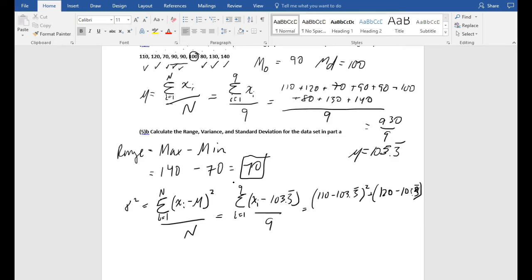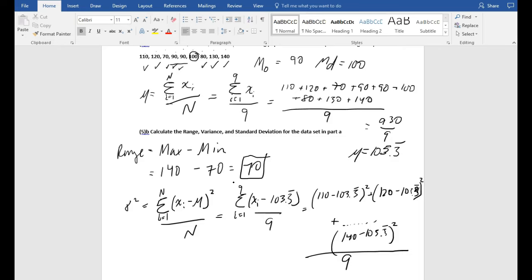So of course, repeating, squared. We just go all the way to 140 minus 103.3 squared. And then that whole thing would be over 9. Okay, so that's going to be the general formula.